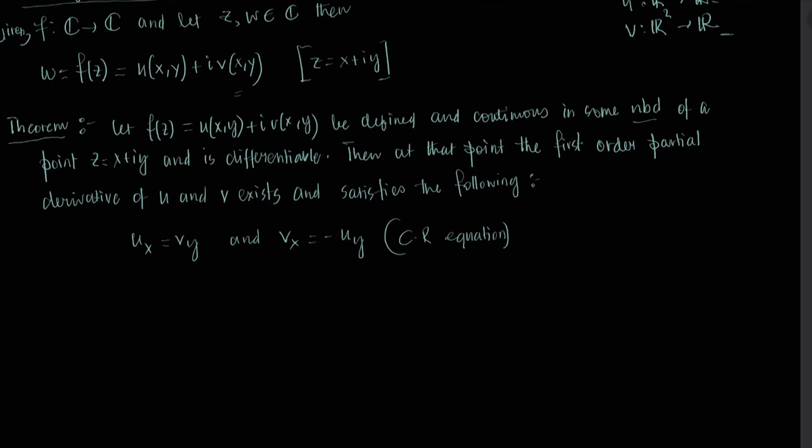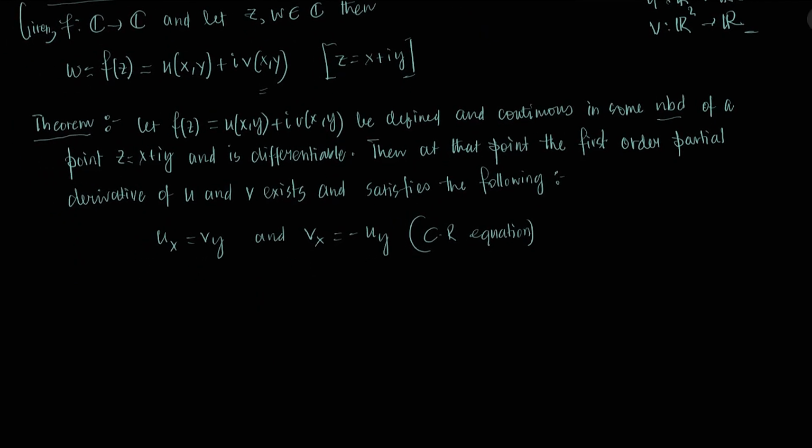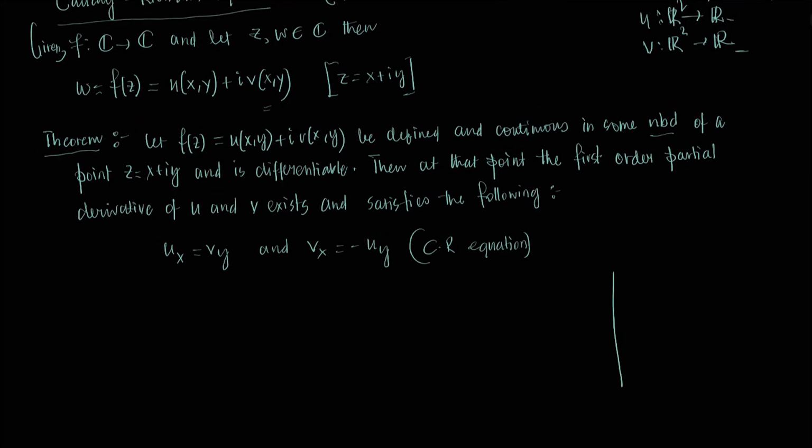Here, the main function which we have in hand is a function from C to C. But now we are not really interested in C to C. We are breaking the function up into two parts, two real functions, you understand? The motivation is this. F is from C to C, but we are breaking this F into u plus iv.